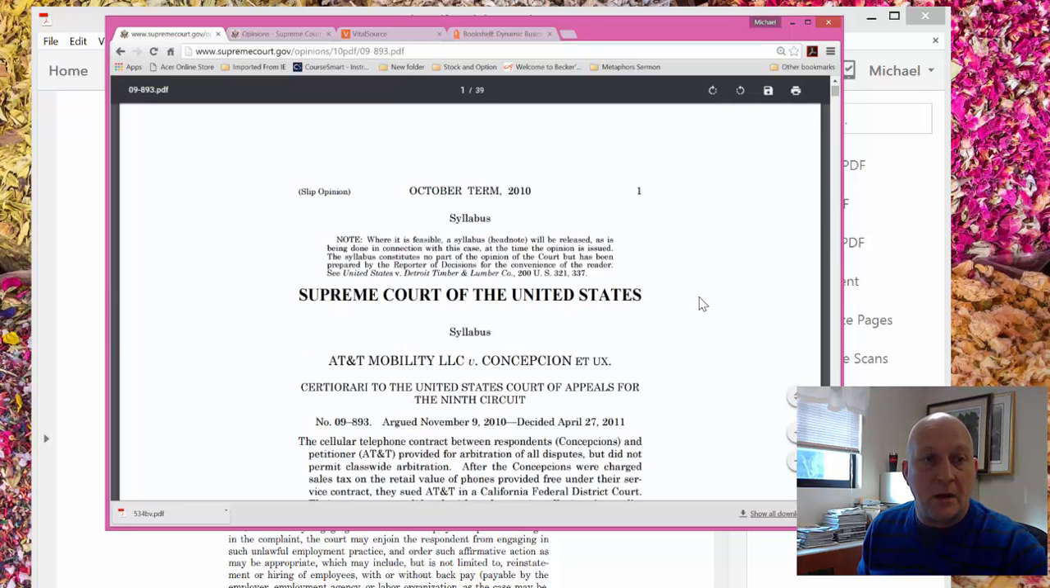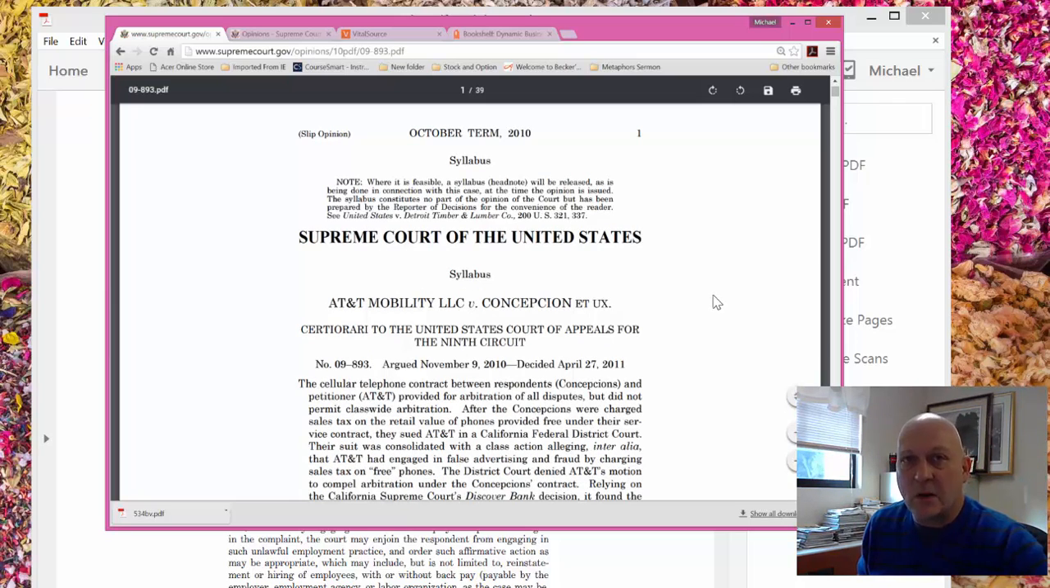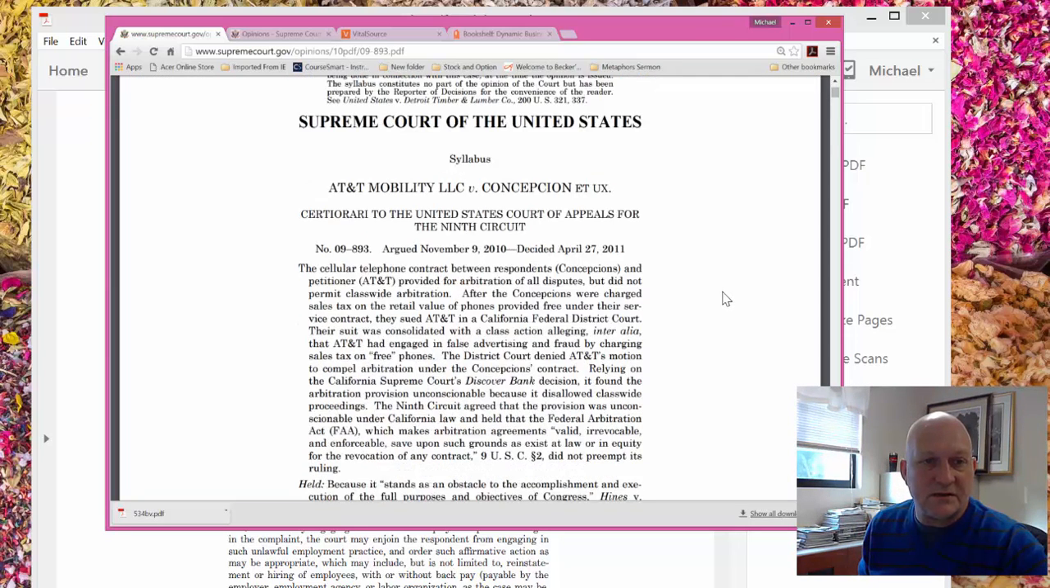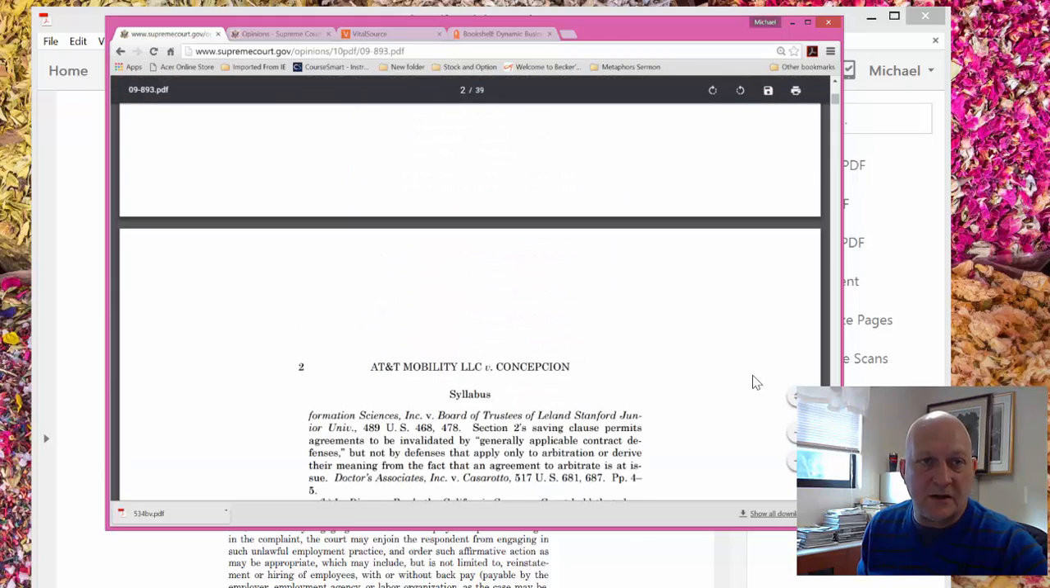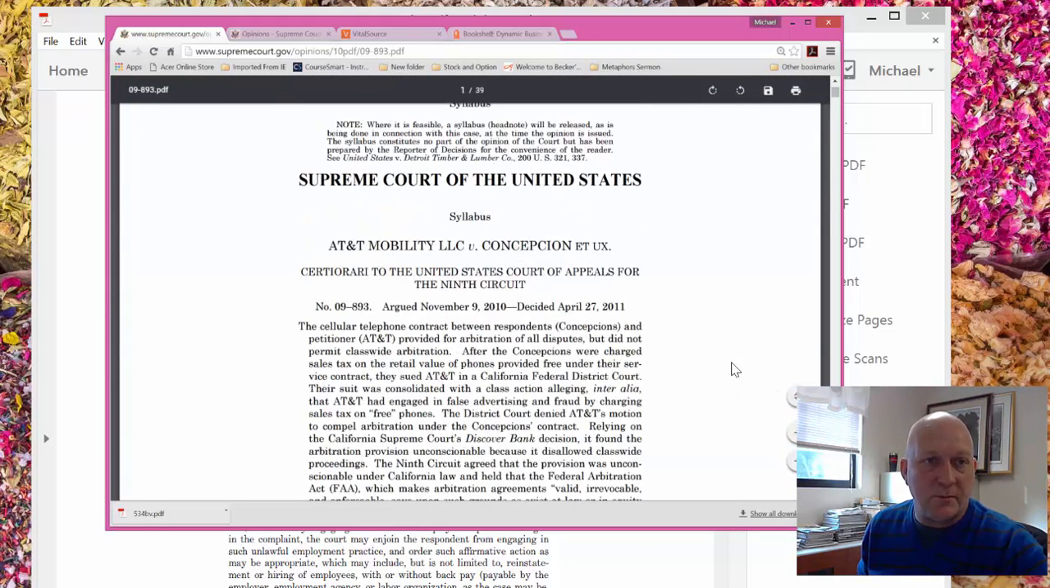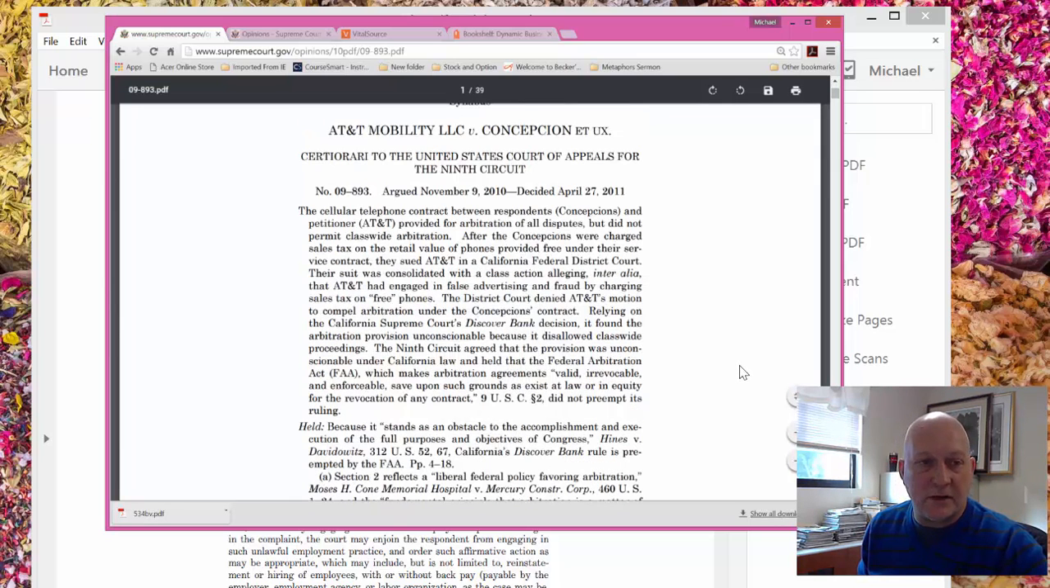Many times the Supreme Court will create a syllabus, which is a summary of what the whole case is. So this is a summary that, again, you could read this couple pages here and kind of get the idea of what the case is about. And that's what our book took its information from in this particular situation.